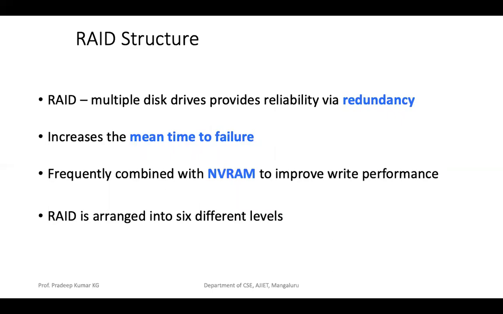There are around 5 RAID types we are supposed to follow. RAID is nothing but redundant array of independent disks. That is the full form. We'll see that in detail. It is a storage made of multiple disk drives, and it provides reliability via redundancy, which is nothing but duplicating the data across the disks. That is the general meaning of this.